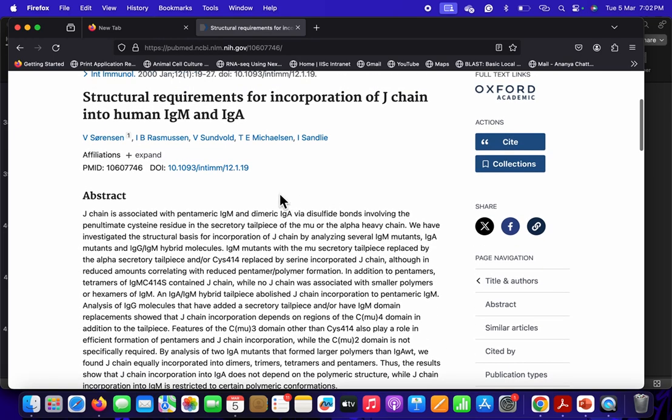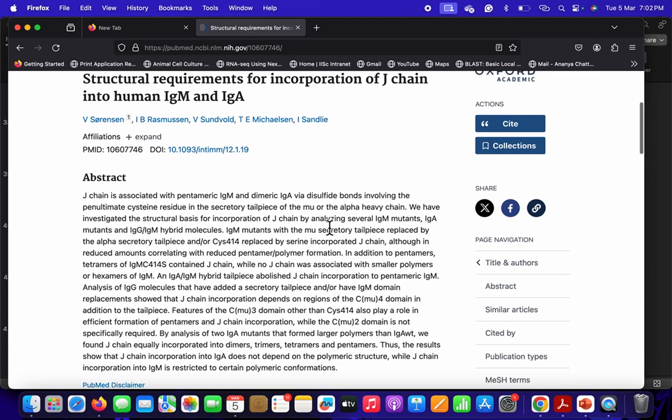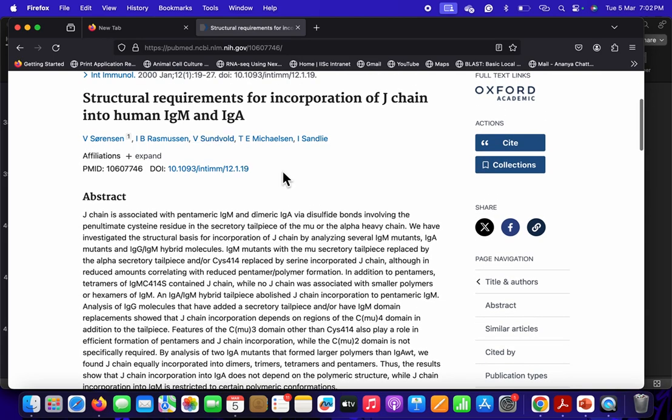There are different papers you can read, and if you have any questions, we can discuss more. There is one paper, structural requirements for incorporation of J chain into human IgM and IgA.